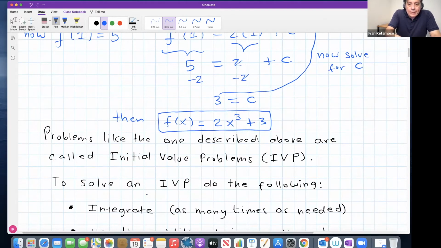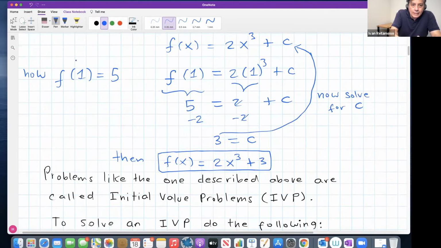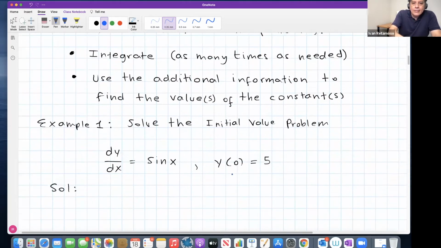So to solve an initial value problem, mathematicians give 2 steps. Follow this method. First, as I did, integrate or take the antiderivatives. And this could be done as many times as needed. I will show you that sometimes it might not be enough to do it once, you might have to do it twice. And second step, use the additional information to find the value or the values of the constants. In this case, remember, we use this information and we were able to find the value of our constant. So we have to do that. So let's follow these guidelines and let's solve this initial value problem.